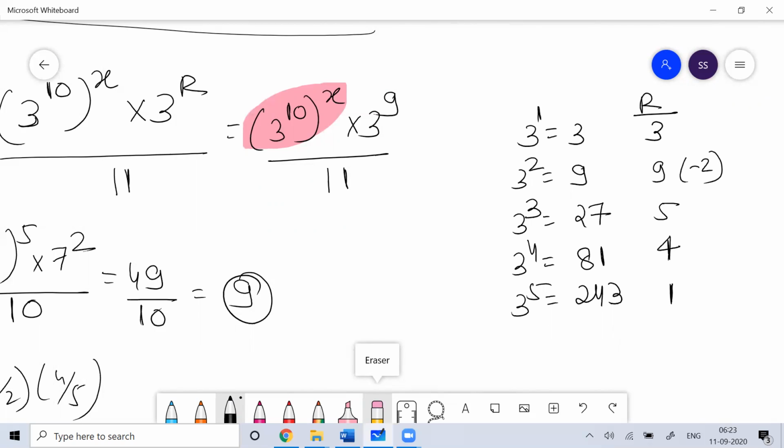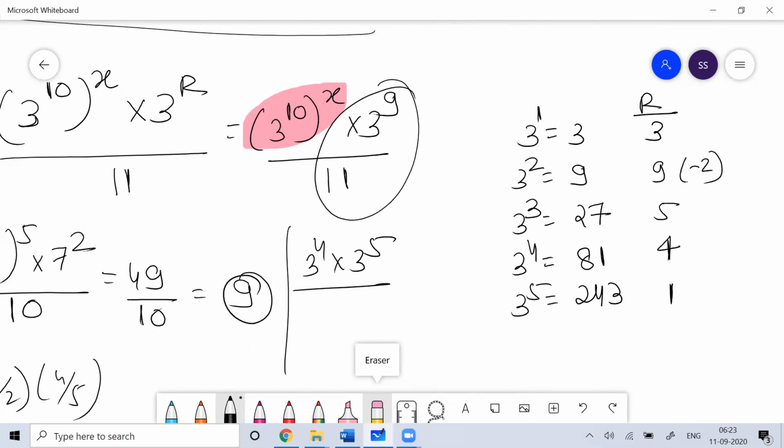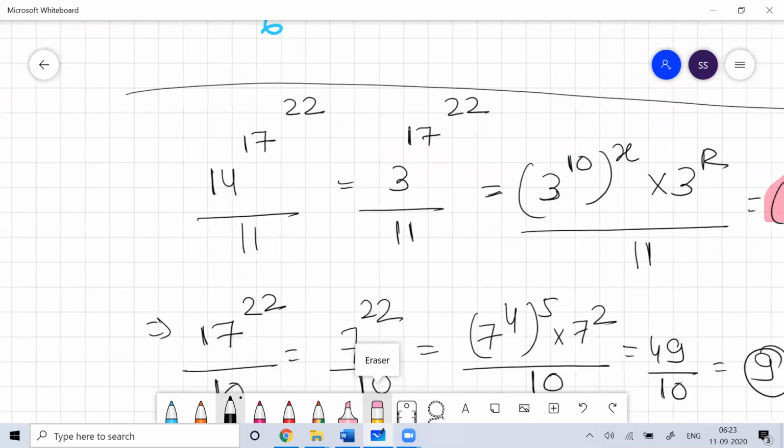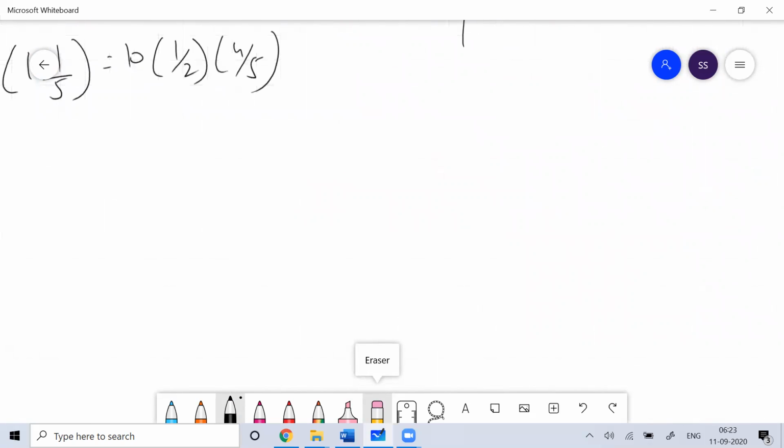So ultimately, I can write 3 to the power 9 as 3 to the power 5 into 3 to the power 4. So the answer would be 4. You got it right. So 3 to the power 5 will give a remainder 1 and 3 to the power 4 will give a remainder 4. So the answer for this is 4. Clear? Fine. So we'll go to the next problem.